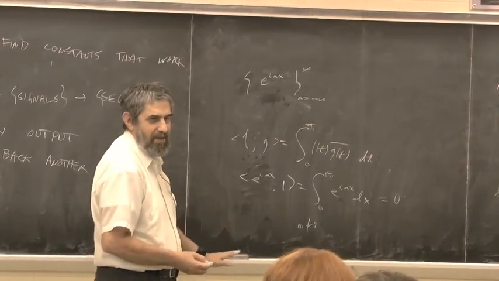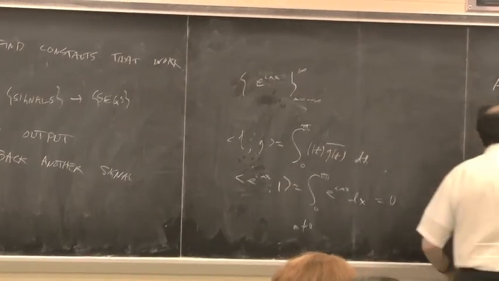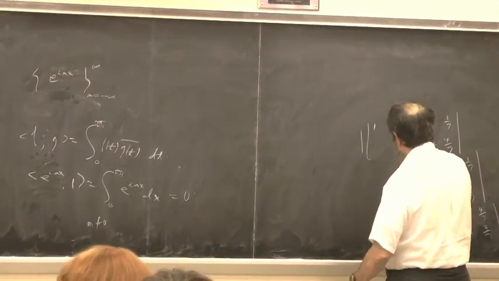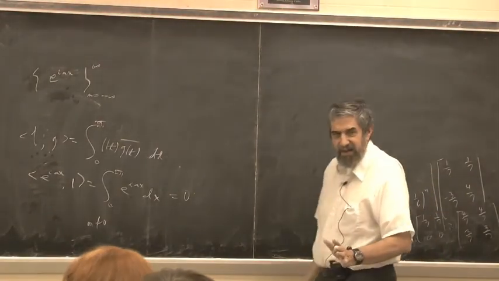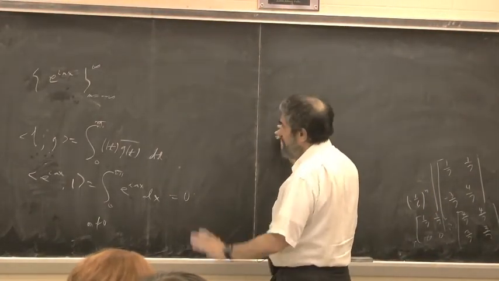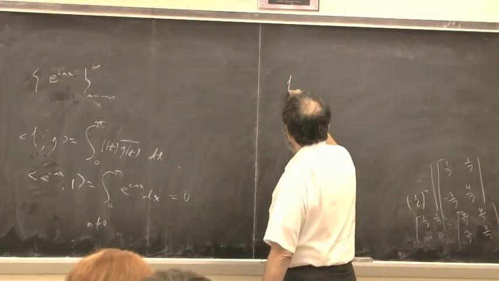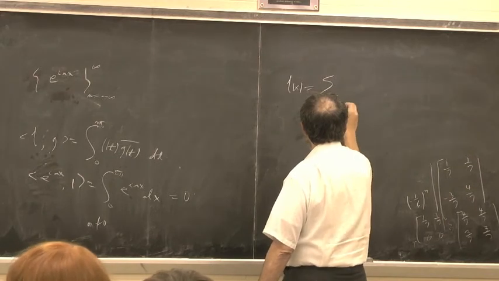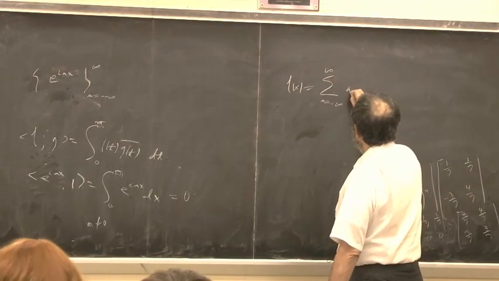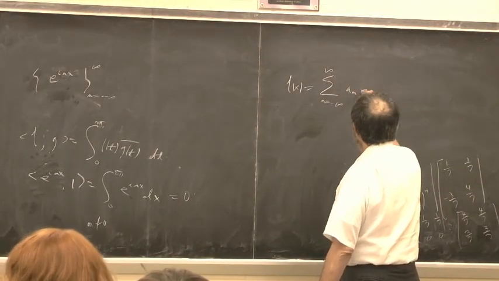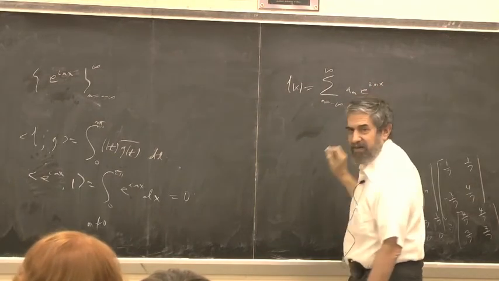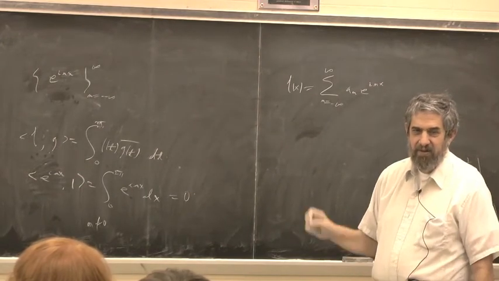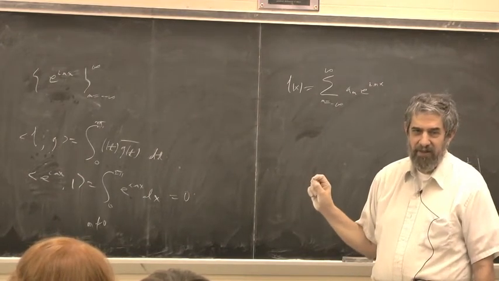Okay. All right? So let's say I've got some function f of x and I want to try to express it in terms of the e to the i n x. I want to write it as the sum from n equals minus infinity to infinity of some numbers a n times these e to the i n x here, right? And we want to find the a sub n's. So there's a trick to make it very easy.